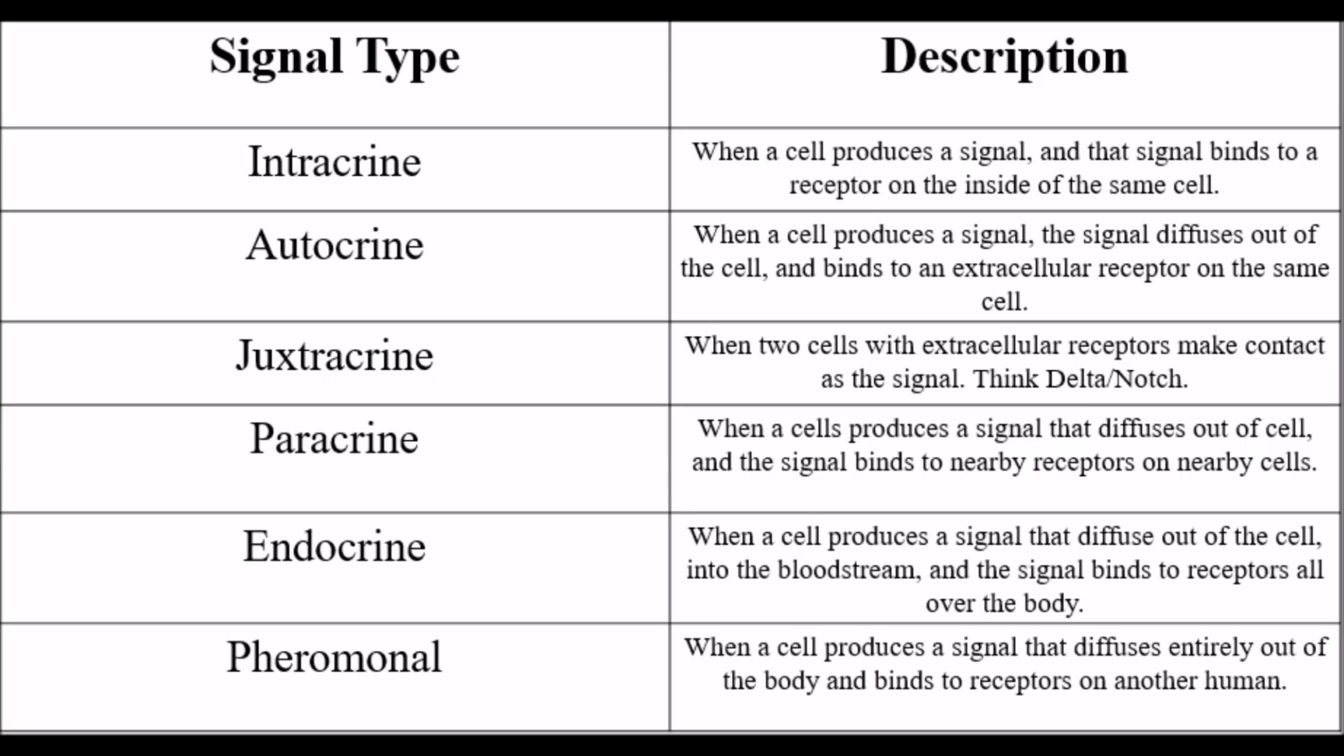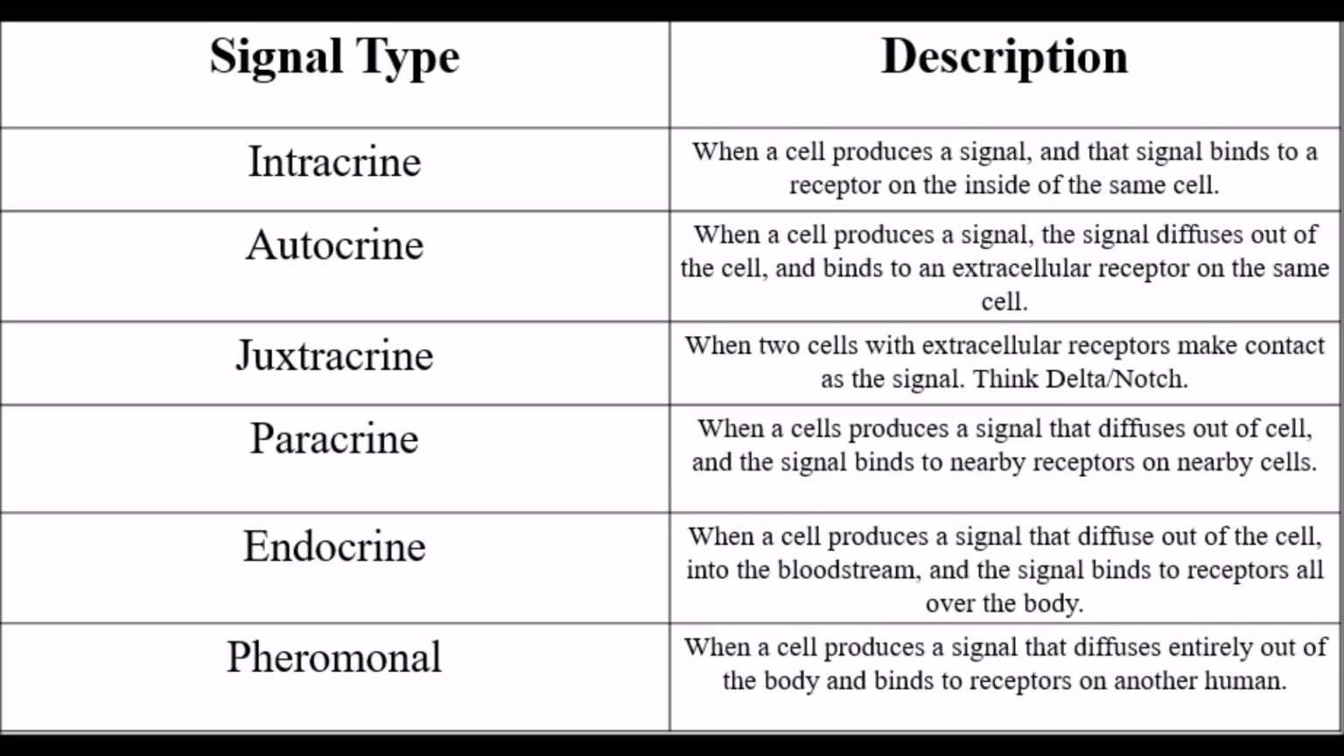And then we have pheromonal, which is basically signals that a cell produces that actually leave your whole body and bind to receptors on other people's bodies. I thought this was crazy when I first learned about it and I didn't believe it, but it's totally true. It's almost like perfume. Like a girl puts on perfume and people around her can smell it, and then people typically like the perfume, right? And so that makes them attracted to her or whatever.